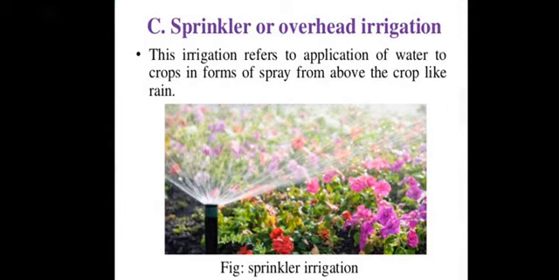Another one is sprinkler irrigation. Nowadays, in the majority of croppings we use sprinkler irrigation because of its many advantages. This irrigation refers to the application of water to crops in the form of spray from above the crop, like rain. Here, with a less amount of water, we can irrigate a large field without wasting the water.